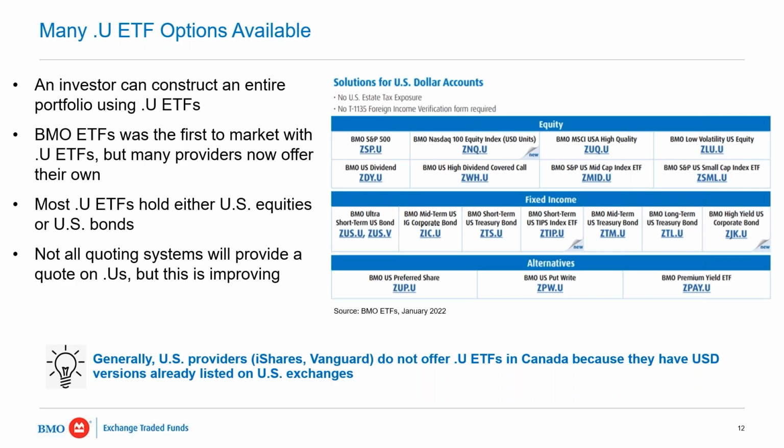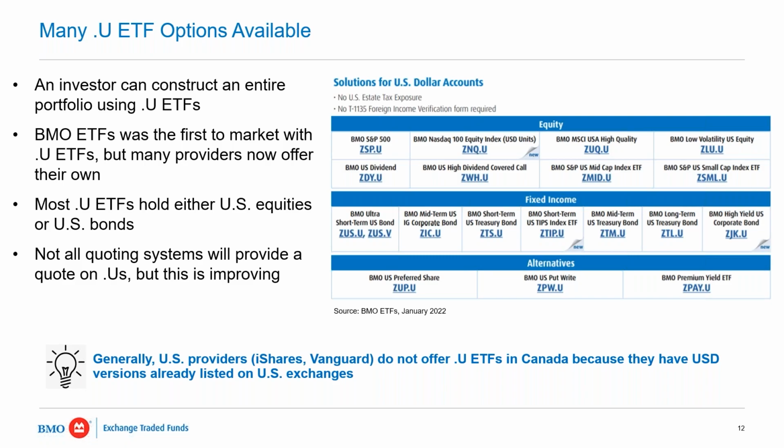So you can see there's an extensive suite of .U ETFs, but most of the major providers here in Canada all offer US dollar options as well. But really another added benefit, not just equity, you see there's a lot of fixed income options here. I want to just mention one thing about a .U ETF. If you're pulling a quote online, not all quoting systems are quoting .U ETFs right now. However, this is improving, and we actually took a look at it this week, and the quotes are looking a lot better than they have in the past, but just to keep that in mind.